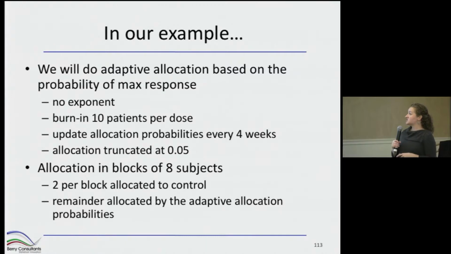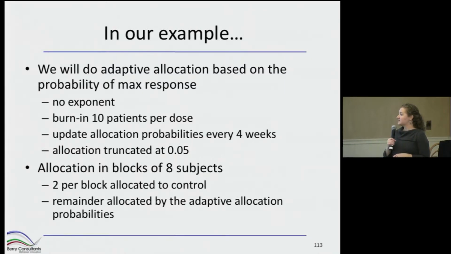We're not going to put an exponent on it. What we're going to do is start with a burn-in of 10 patients per dose. After that burn-in period, we'll estimate our model, and we'll update our allocation probabilities every 4 weeks. As another bell and whistle, there are lots of different ways you can do this: if any of our doses has less than a 5% probability of being the best, we're going to temporarily zero out that dose so that it receives no patients until the next interim. Then we'll reassess that probability at the next interim. Effectively, that is a temporary arm dropping, not a permanent arm drop. We just zero out that dose, and as we get more data, we'll reevaluate it.